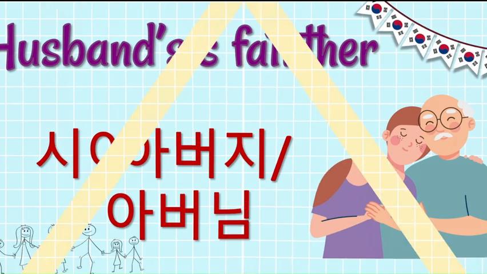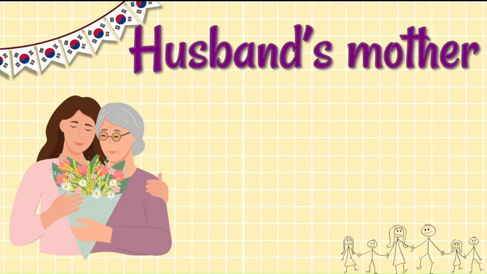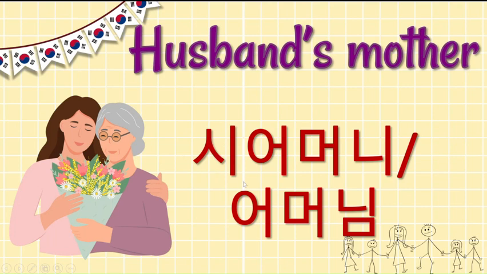Okay, now comes the Korean word for husband's mother. Now again there are 2 words for this. One is 시어머니, and the second word is 어머님. Okay, again the difference lies in the level of formality. 시어머니 is a less formal way to say husband's mother or wife's mother-in-law in Korean, whereas 어머님 is the more formal way to say wife's mother-in-law or husband's mother in Korean.